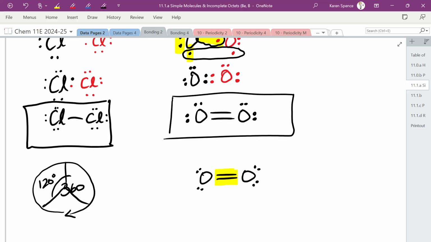Now, if I asked you what this molecular shape was, it means you can ignore the lone pairs. And if you ignore the lone pairs, all you have is this. What type of shape is that? Linear.